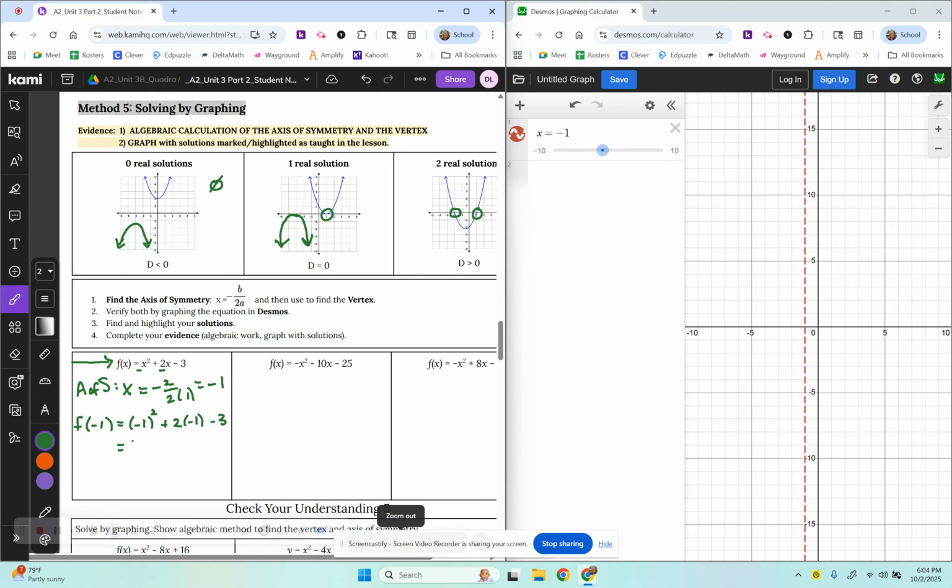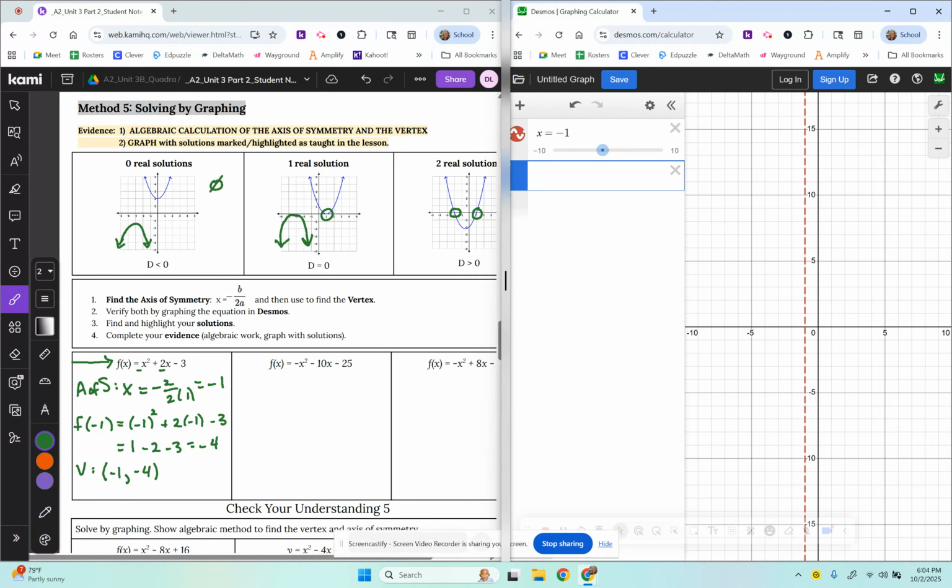So negative 1 squared is 1, 2 times a negative 1 is a minus 2, and then carry down the minus 3. 1 minus 2 is a negative 1. Negative 1 minus 3 is a negative 4. So that tells me my vertex is at x is negative 1, y is negative 4. So I can go ahead and plot that as well. Okay, and I'm going to go ahead and put a label on here and call it V for vertex.